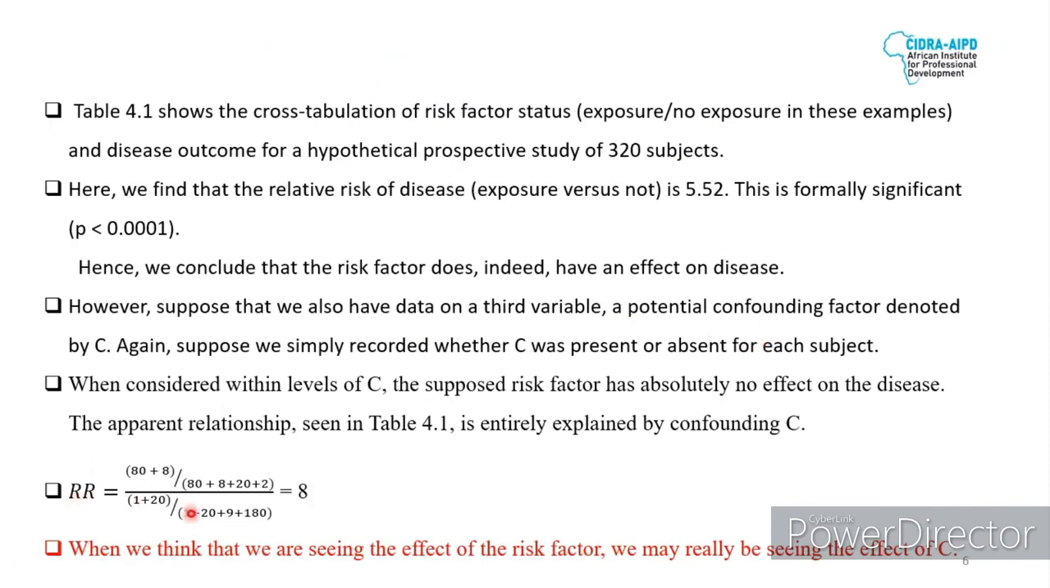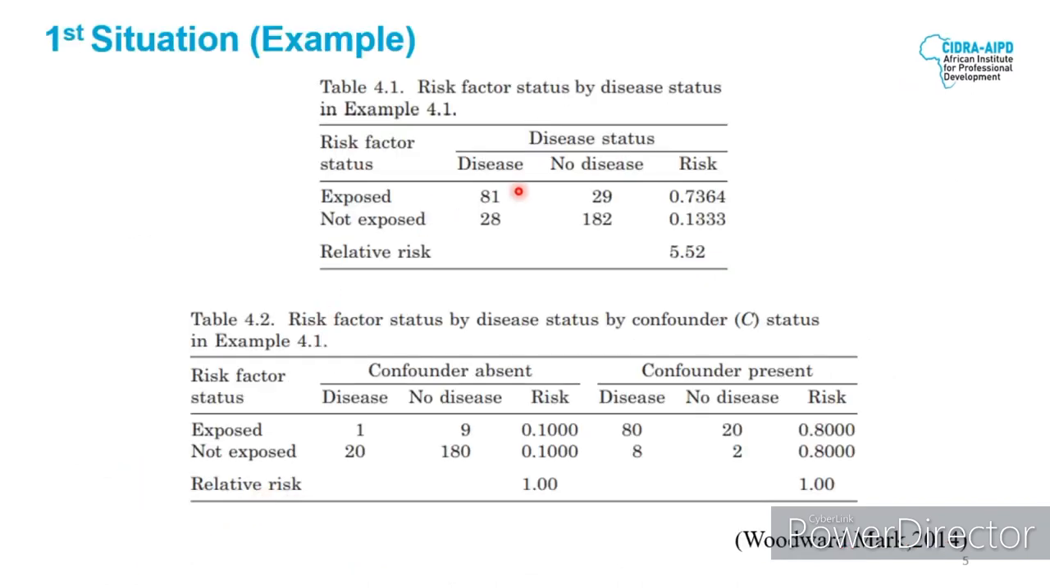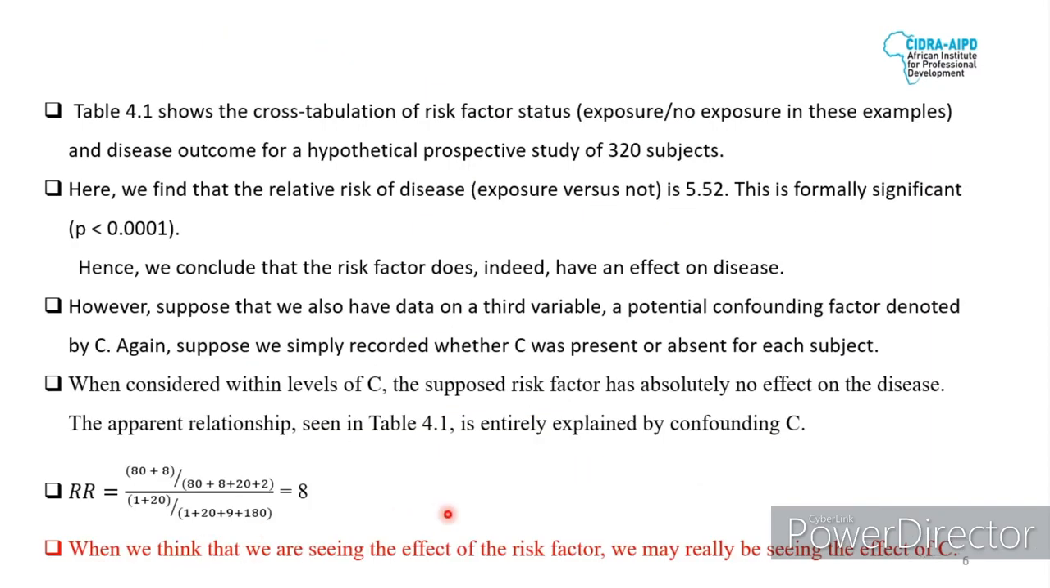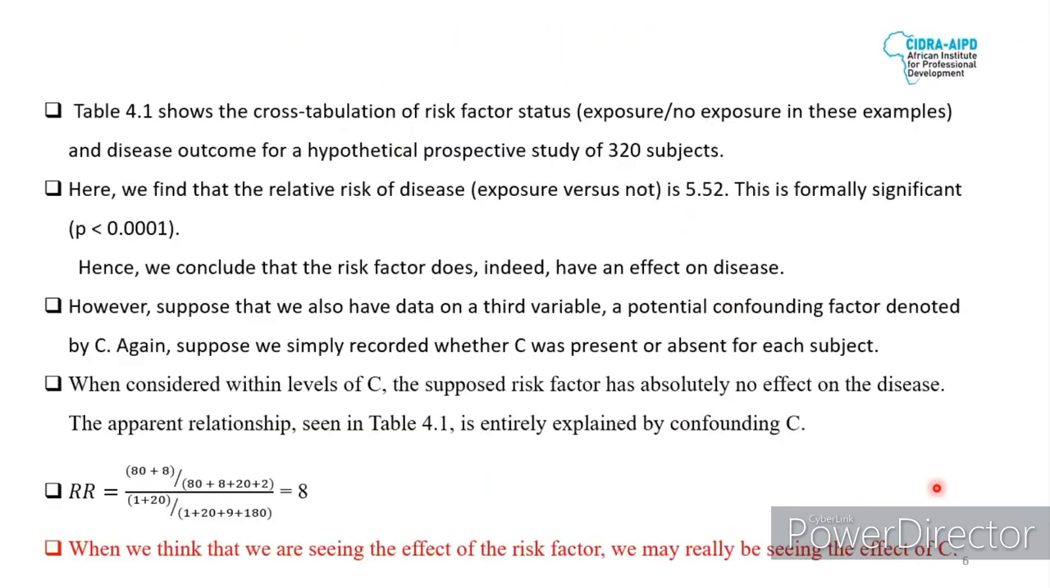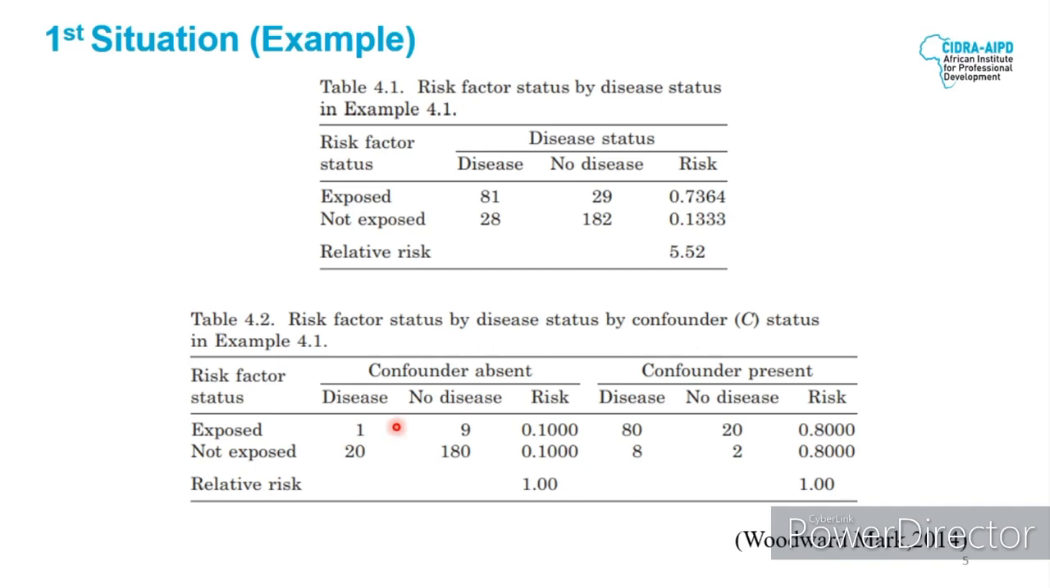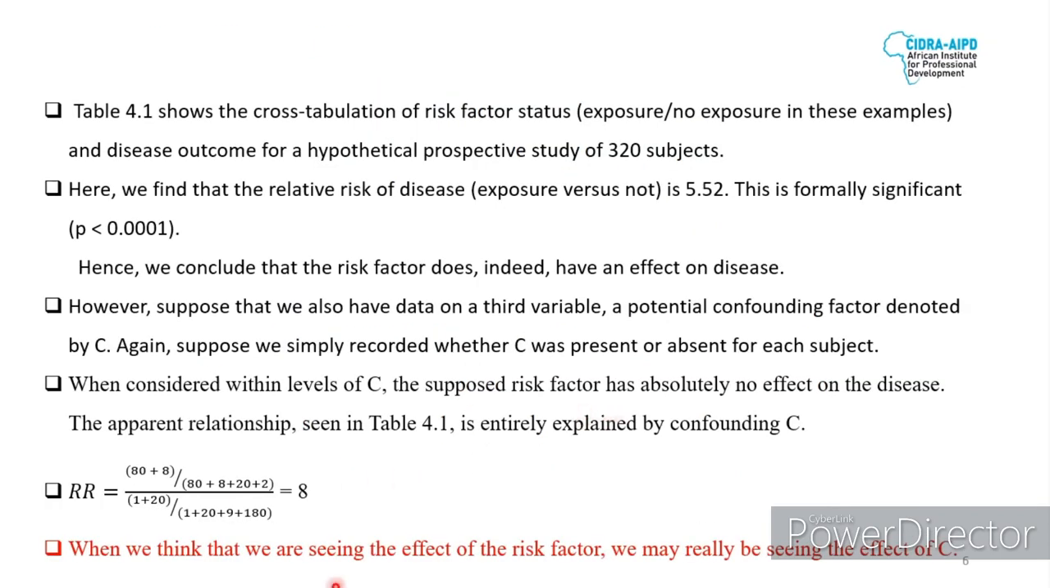So now we can find the relative risk with this formula: 80 plus 8 divided by the entire exposed and non-exposed when the confounder is present, then 1 plus 20 divided by the entire exposed and non-exposed when the confounder is absent. Therefore, we think that we are seeing the effect of the risk factor when actually we may be seeing the effect of C.